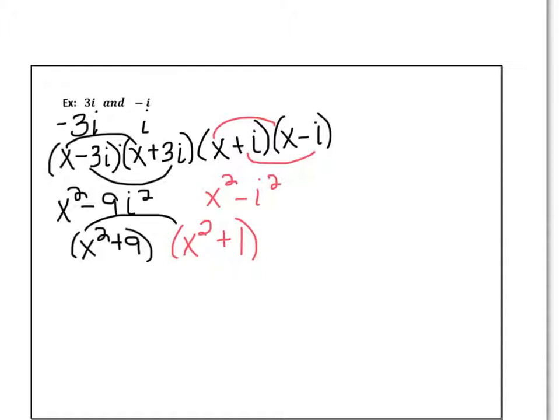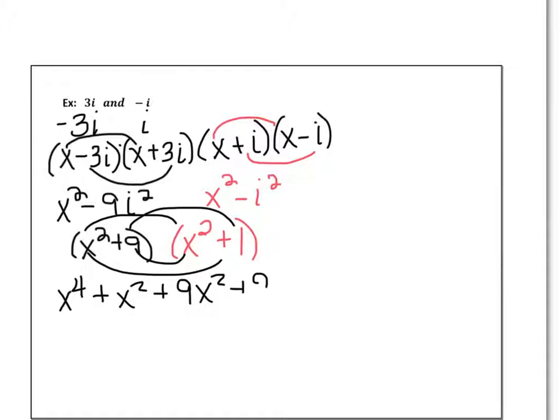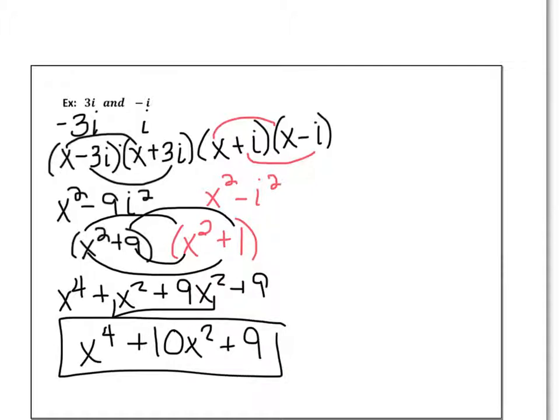So we go x squared times x squared, which is x to the 4th. x squared times 1, which is x squared or 1x squared. 9 times x squared is 9x squared. And 9 times 1 is 9. So now we look for our like terms. x squared plus 9x squared, that turns into 10x squared. Plus 9 is your final answer. So in this one we had to double distribute not just once, but actually 3 times.